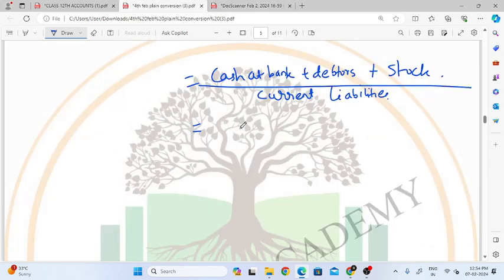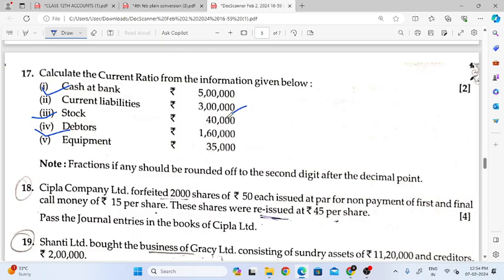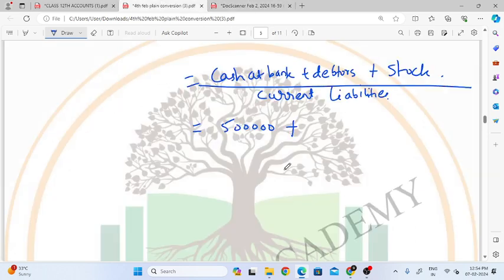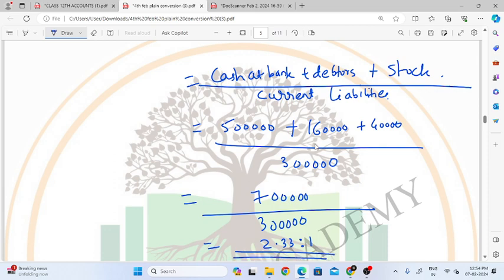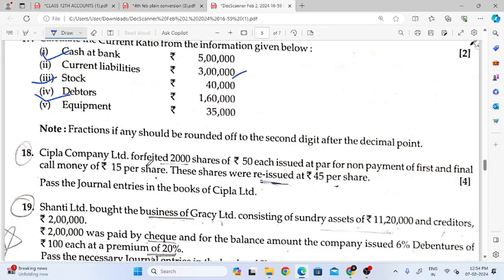Cash at bank 5 lakh plus debtors 1 lakh 60 and stock 40,000. Current liability 3 lakhs, so which comes to 7 lakhs, the current asset divided by your liability. So the answer is 2.33:1. So this is how you have to solve the ratios.